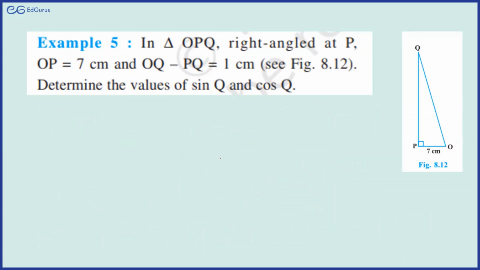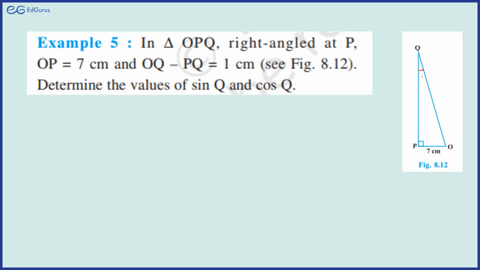Now, in triangle OPQ, right angled at P, OP is 7 centimeter. This is given to you. OQ minus PQ, the difference of these two sides, is given as 1 centimeter. They are asking to determine the value of sine Q and cos Q.